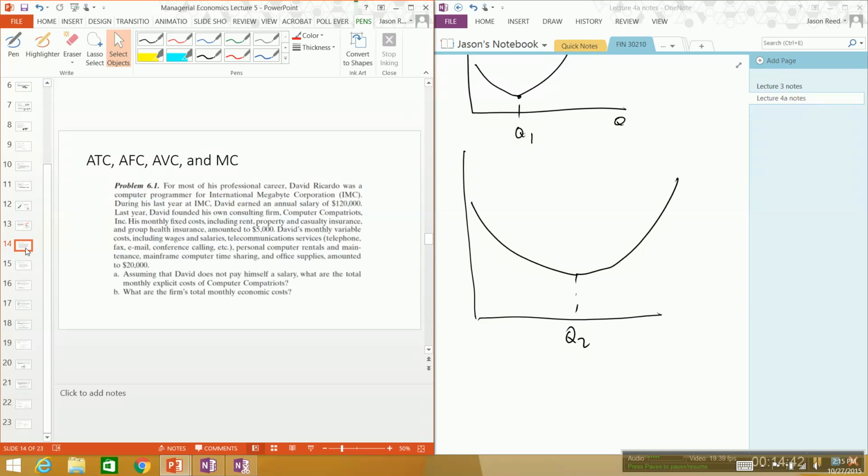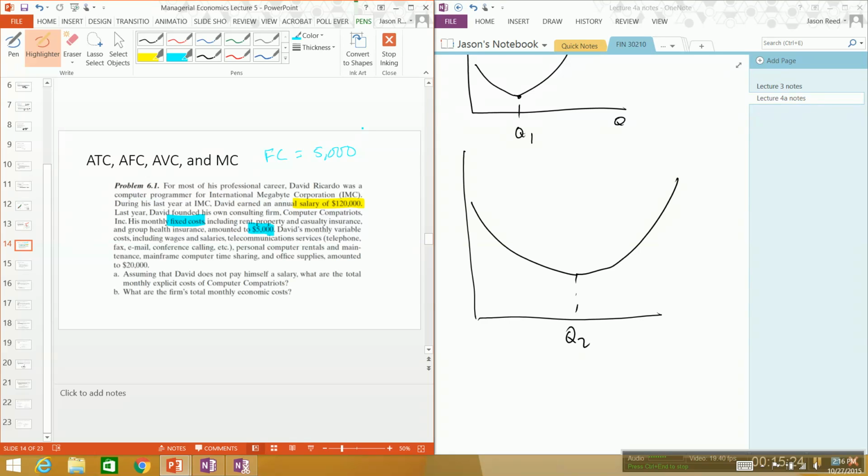This is in the book, problem 6.1. For most of his professional career, David Ricardo was a computer programmer for IMC. During his last year at IMC, David earned an annual salary of $120,000. So I think that might be important. Last year, David founded his own consulting firm, Computer Compatriots. His monthly fixed costs, including rent, property, and casualty insurance, totaled $5,000. So we have fixed cost equaling 5,000.